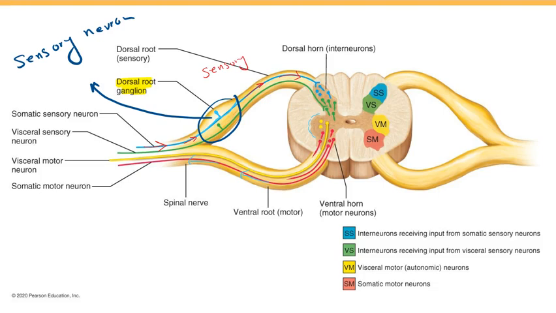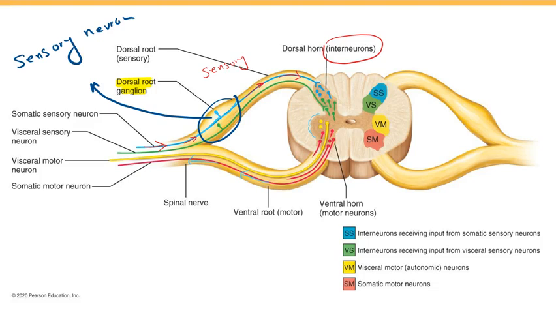Then you will see that in the dorsal horn, there is no cell body of the sensory neuron. Instead, we have the cell bodies of interneurons, which are going to receive this sensory information, process it, integrate it, and make a response.